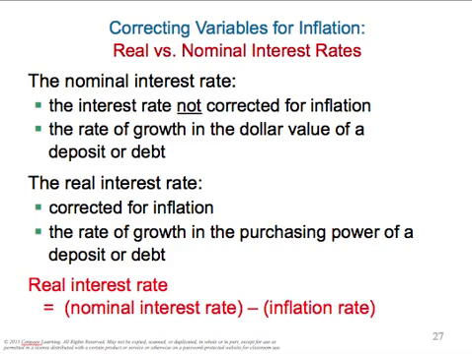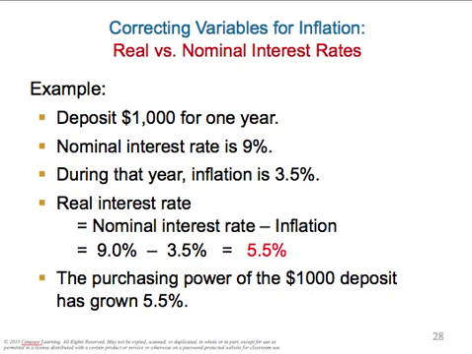Real versus nominal interest rates. The nominal interest rate, again, is the interest rate not corrected for inflation. As we discussed in the previous chapter, the rate of growth in dollar value of a deposit or debt. Okay, so nominal interest rates, how much you're getting interest on what you put into the bank as a deposit, or what you're paying on your credit card in terms of interest rate on debt. The real interest rate is corrected for inflation. It's the rate of growth in the purchasing power of a deposit or a debt. So it's how much money you got in the bank. What can you buy with that? Okay. How much you can buy with your debt on your credit card. All right. Real interest rate then is the nominal interest rate minus the inflation rate. Okay. So nominal interest rate is just whatever the named interest rate is for today, tomorrow, next week, next year, 10 years from now. And the real interest rate is that nominal interest rate minus the inflation rate.